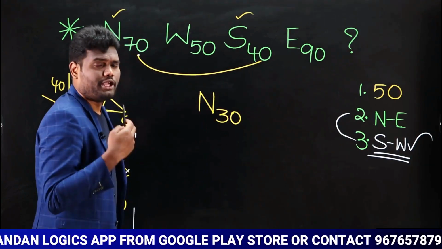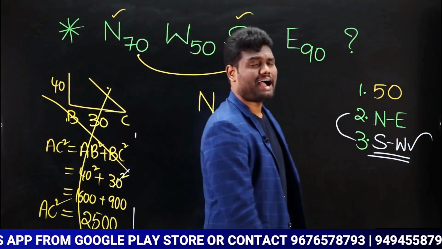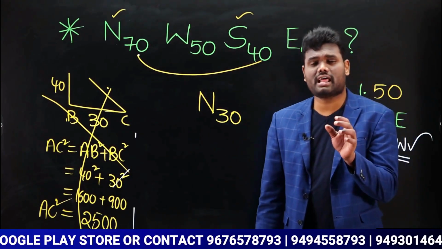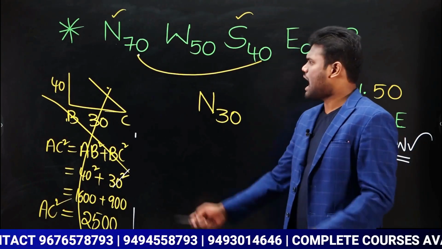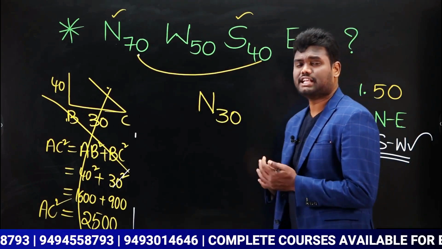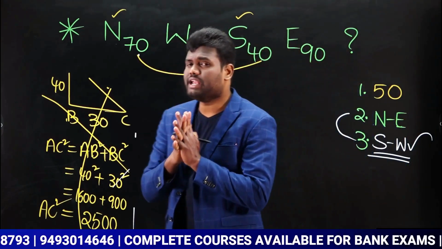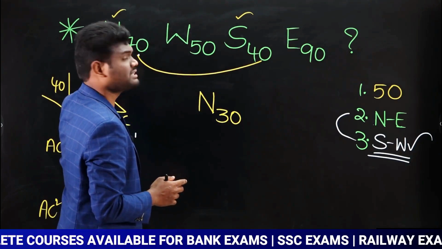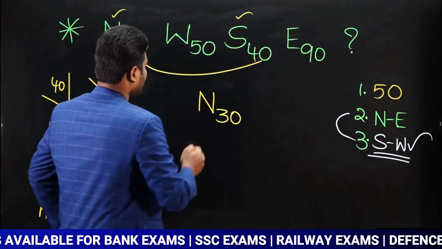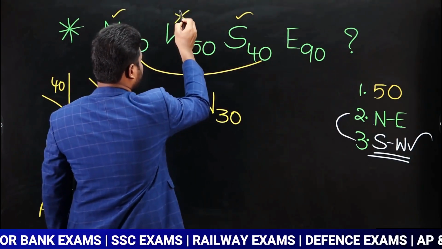Already we have told you, you have to subtract and you have to write the direction of the highest value. Out of 70 and 40, the highest value is 70. So you need to write the direction of the highest value. So the direction is nothing but north. Is that clear?